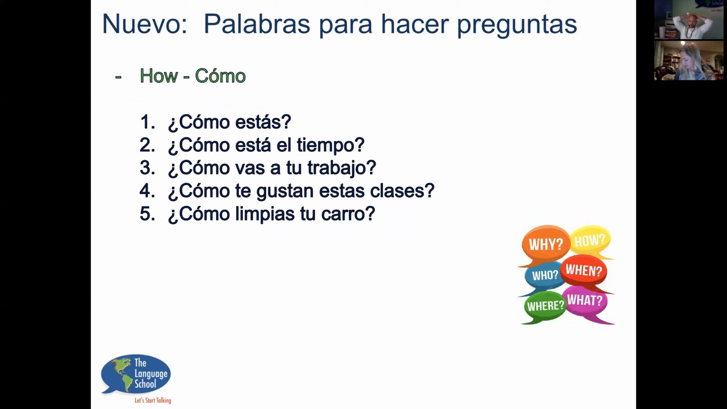Muy bien, porque me gusta. So how typically means cómo, por ejemplo, ¿cómo estás? Bien. ¿Cómo está el tiempo? El tiempo está muy bien hoy. ¿Cómo vas a tu trabajo? Yo voy a mi trabajo. Well, not now, but voy a mi trabajo en mi carro. Muy bien. ¿Cómo te gustan estas clases? Me gustan estas clases mucho.